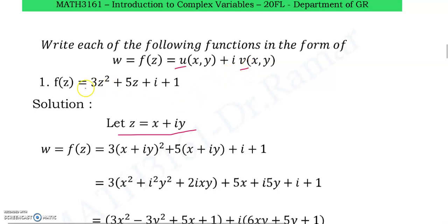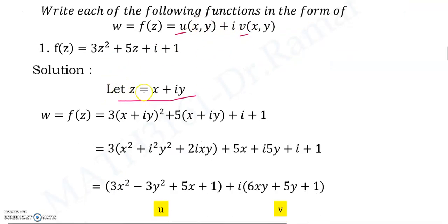Now you see here this is the given function, 3z squared plus 5z plus i plus 1. What we are going to do, you have to write this function in terms of this. For that you take z equal to x plus iy. Now w is equal to f of z is equal to, you put here for z x plus iy. So x plus iy squared, here plus 5 times x plus iy. Here you expand this, so that 3 times x squared plus i squared y squared plus 2ixy, and then here you distribute 5.